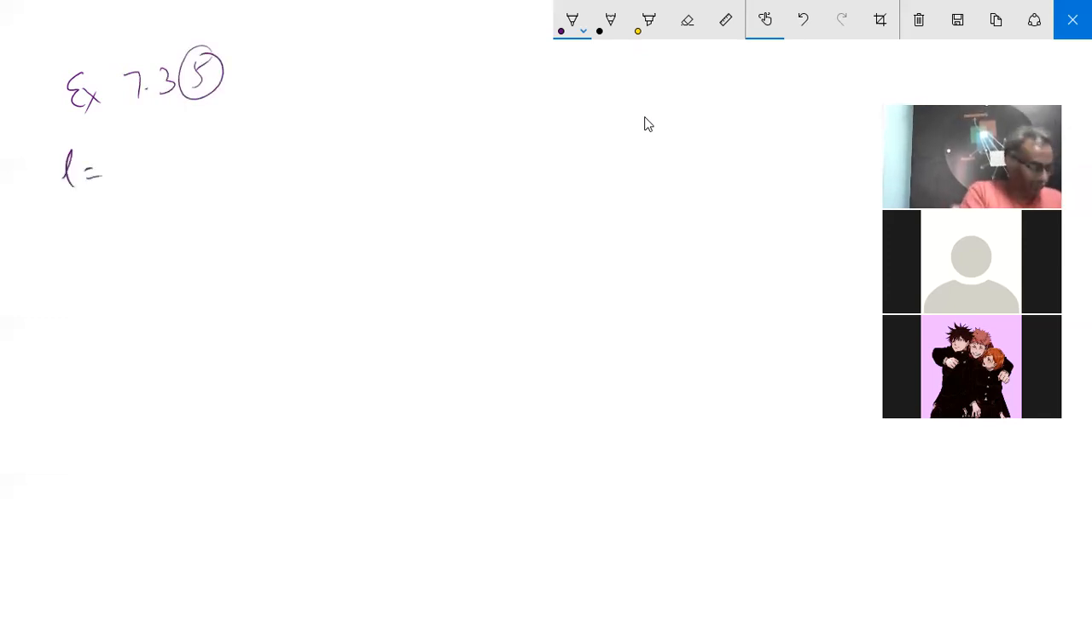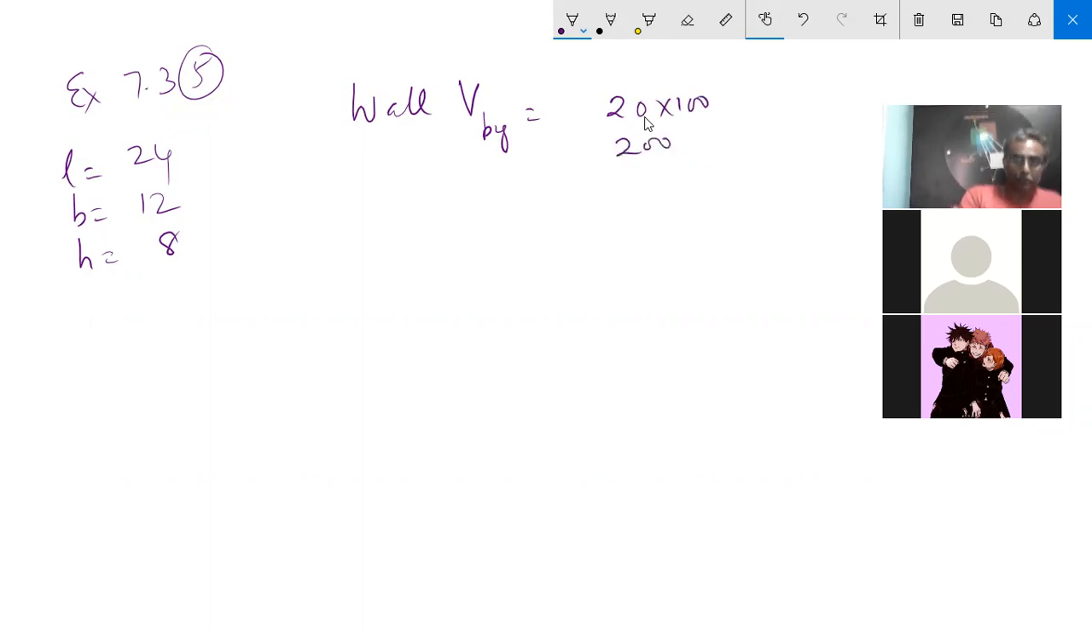The brick is 24 by 12 by 8. Find how many bricks will be required to build a wall of 20 meter. Wall volume is big volume. 20 meter into 100, since 1 meter is 100 centimeter, so that is 2000 centimeter into 48 centimeter into 600 centimeter, again 6 meter into 100.